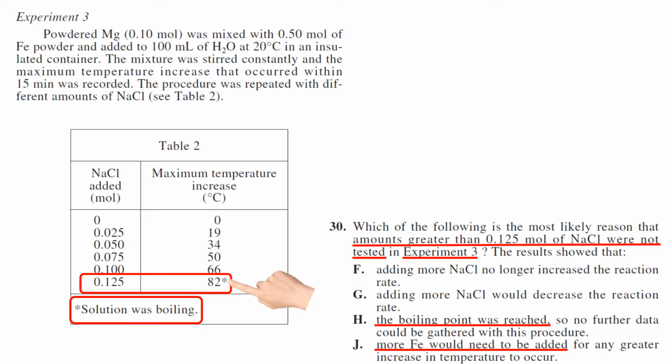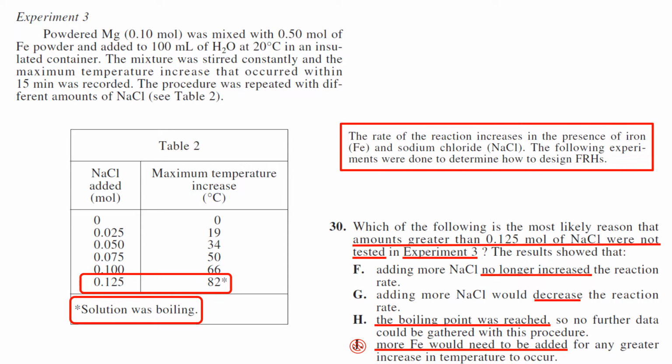Choice J is easy to eliminate because it says more iron would need to be added. In this particular study, we're testing NaCl, so J is out. F and H say that adding more NaCl no longer increases the reaction rate or would decrease the rate. We know it's not G because it says in the reading the reaction rate increases, and we don't know that it wouldn't increase it, but it's already boiling, so it's harder to determine the data. So your answer is definitively H. Probably could have stopped after you just saw the asterisk and didn't need to process of eliminate.